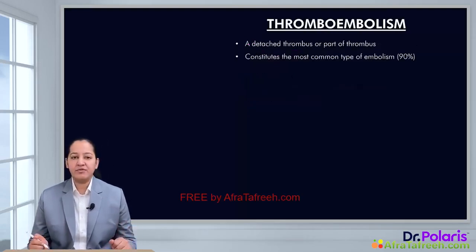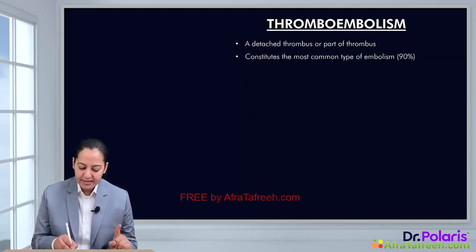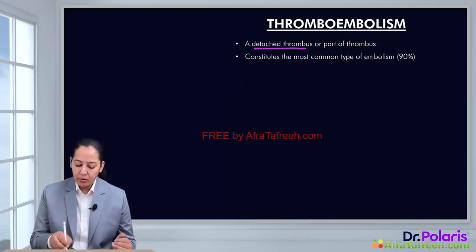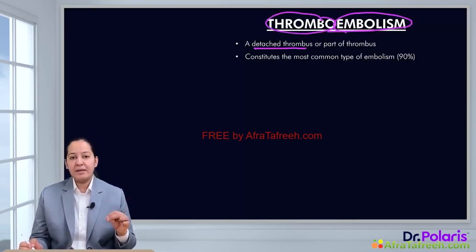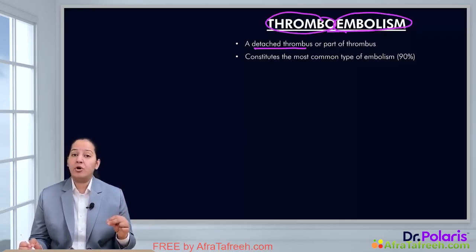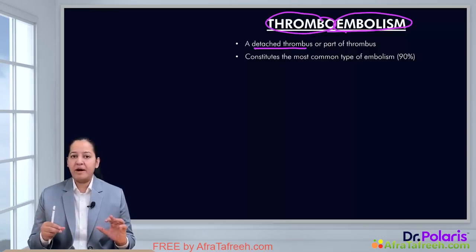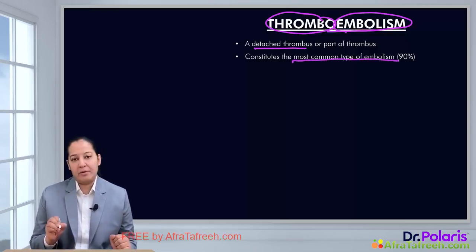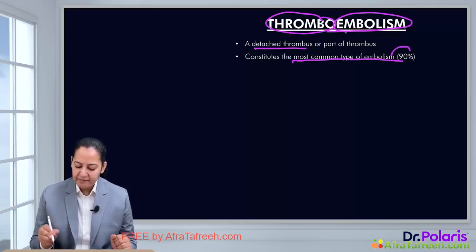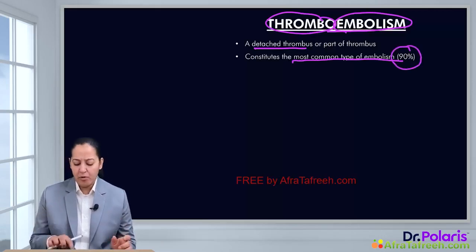So what is the definition of thromboembolus? Thromboembolus is a detached thrombus. That's why it is known as thromboembolus. It is a detached thrombus. Till the point the thrombus is attached to the blood vessel wall, it is known as thrombus. But once it is detached from the blood vessel wall, it is known as embolus, and such an embolus is known as thromboembolus. It is the most common type of embolism. That is, 90% of embolism is this one only, that is thromboembolism.